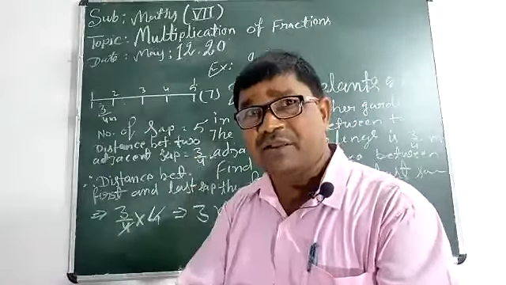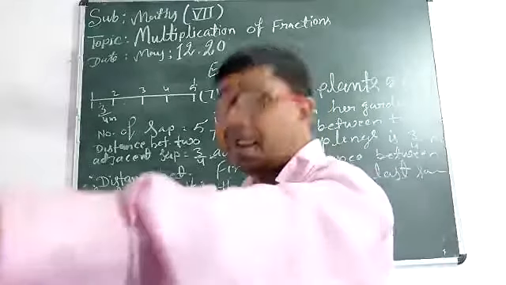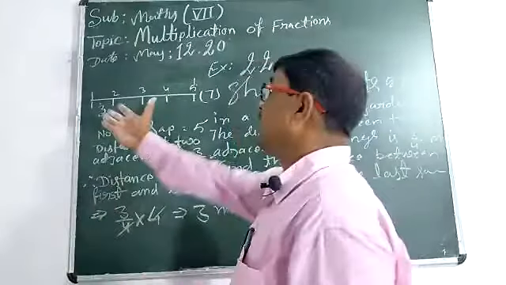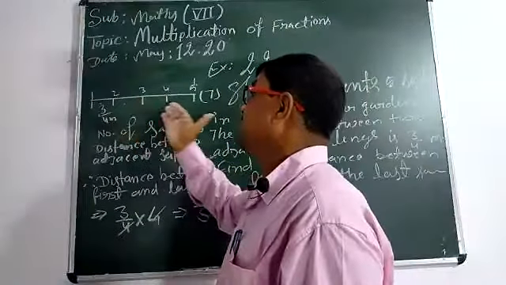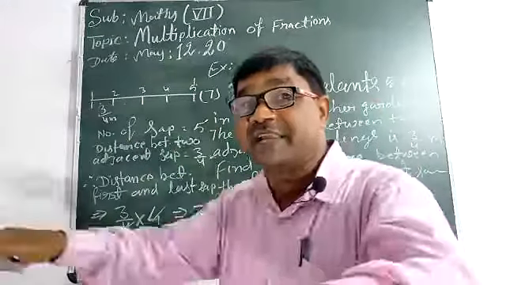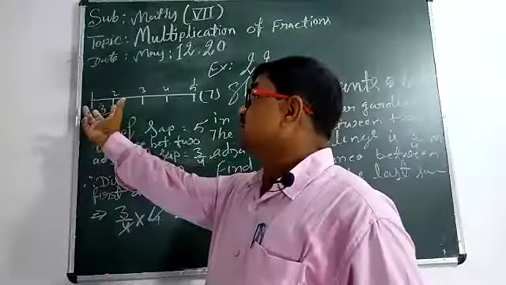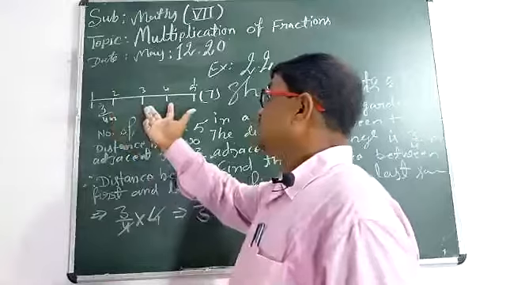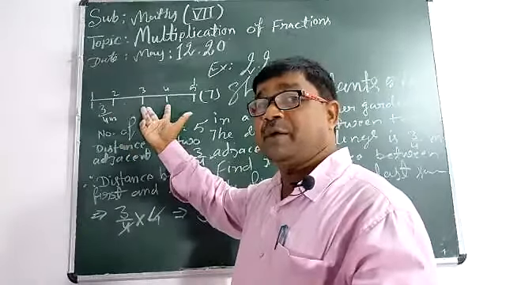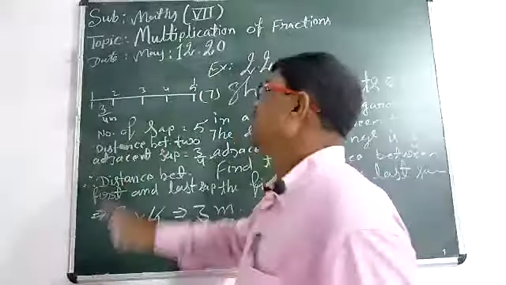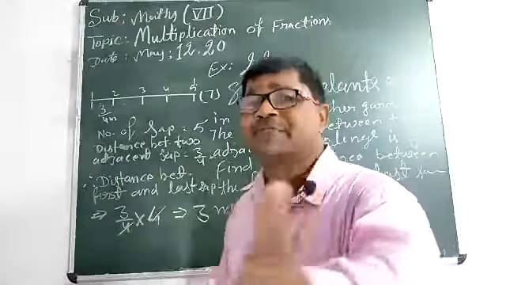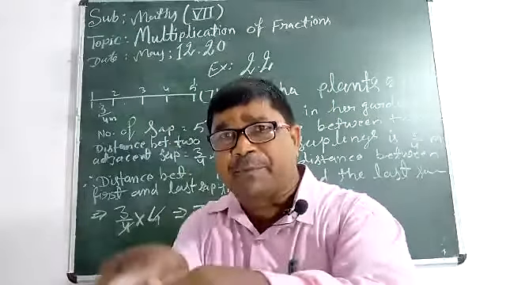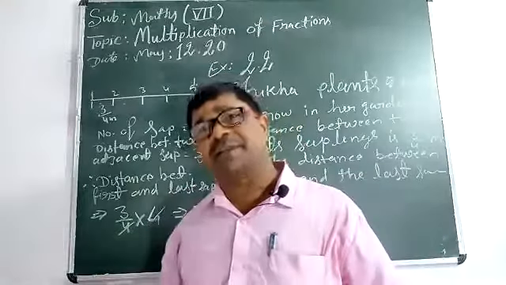If you are Sikha, you want to plant 5 saplings in your garden. So you should buy 5 saplings together, making a row, adjusting the 5 saplings. Then you should mind the distance. Distance between 2 adjacent 3 upon 4. So these 2 adjacent also 3 upon 4. These 2 adjacent also 3 upon 4. So how many 3 upon 4 for the 5 saplings? 1, 2, 3, 4. So we will multiply 3 upon 4 by 4. Then we can get our result.